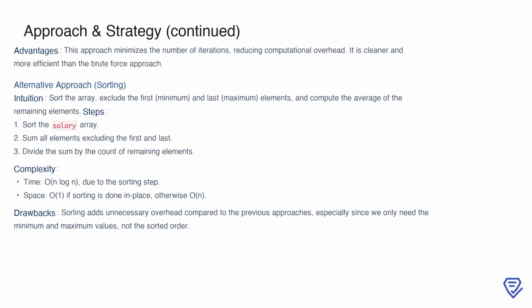Additionally, we explored an alternative approach involving sorting. The intuition here is to sort the salary array, exclude the first and last elements, and compute the average of the remaining values. However, this method has a higher time complexity of n log n due to the sorting step. While sorting simplifies the process of finding the minimum and maximum, it introduces unnecessary overhead because the problem only requires these two values, not the sorted order of the array. Furthermore, sorting may require additional space if it's not done in place. For these reasons, the sorting approach is less efficient compared to both the brute force and single-pass methods.